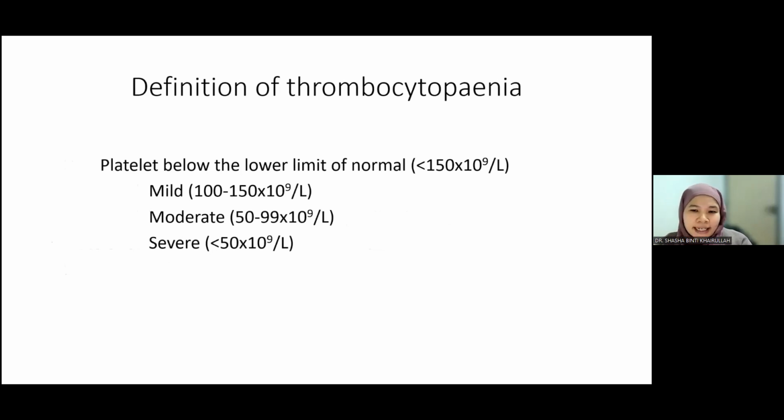So thrombocytopenia is really platelet count of anything below the lower limit of normal. We can further categorize them into mild, moderate, and severe, with severe being platelet counts of less than 50.